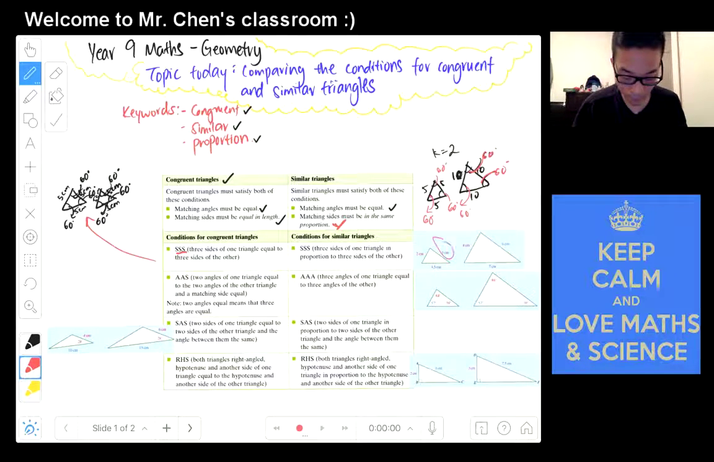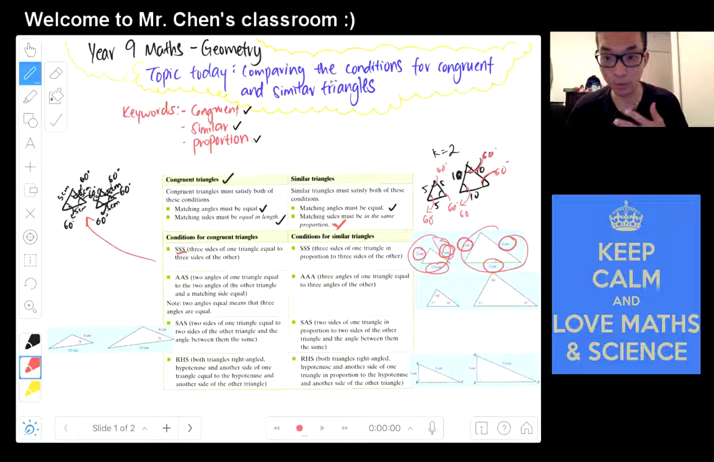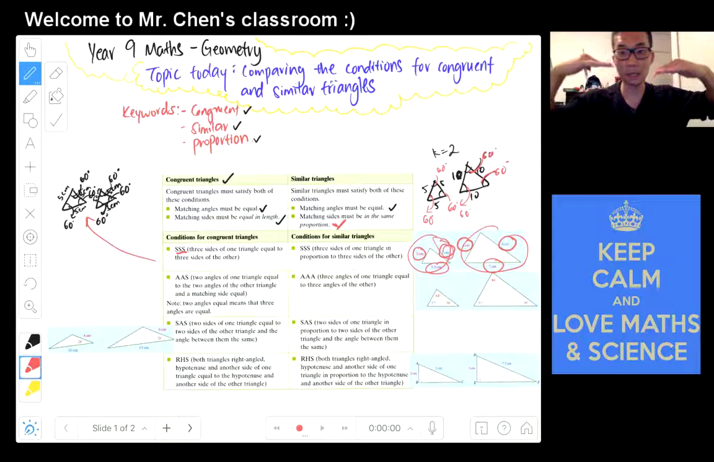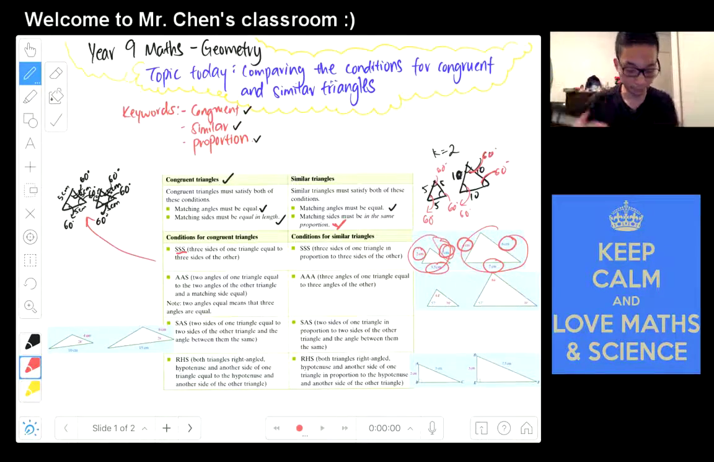Look at this. One is 3.5, the other one is 7, so you know it has been increased by 2. And look at this, 2 to 4, and 3 to 6. So they all have been increased by 2 times. That means it is a similar triangle. For congruence, they have to be the same. If one is 3.5 on one side, the other side has to have 3.5.